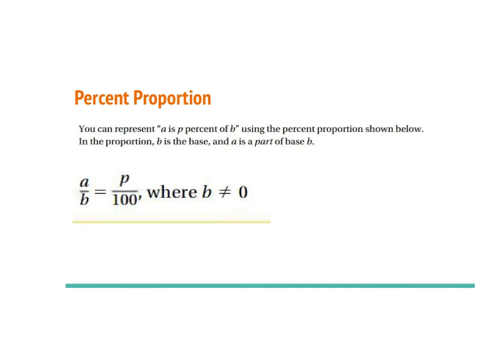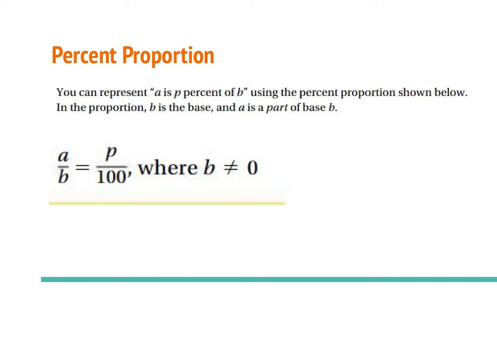So you can represent A is P percent of B using the percent proportion shown below. In the proportion, B is the base and A is the part of the base. So B is going to be our denominator, that's the bottom number. That will be the whole portion, and A is just a part of it. Then we're gonna set that equal to the percent over 100. Guys, the 100 will always be there, it will always be the same. And B cannot be equal to 0 because you can't have a part of 0. B is the whole base, it's the whole portion.